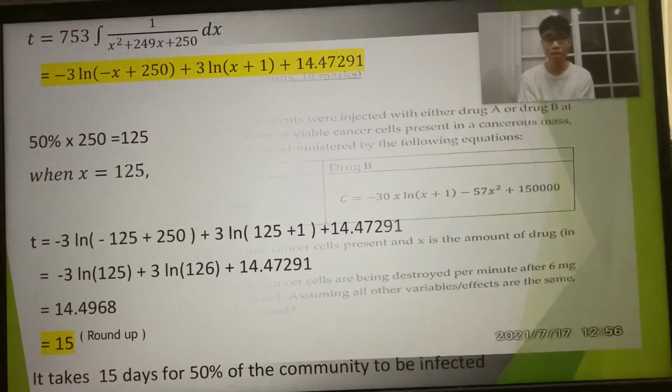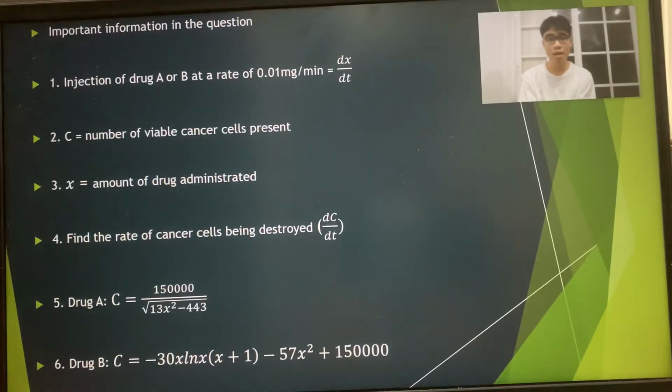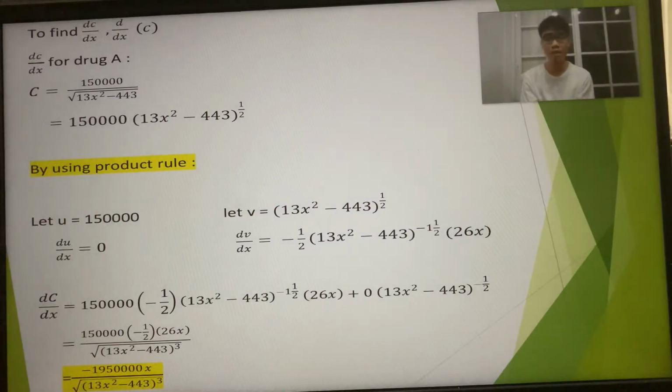Next is question 2. Here is the information that we can pick up from this question before we can start working out the steps. We are given two formulas represented by c for each drug A and B. In order to obtain dc over dx, we have to differentiate c for both drug A and B. So let's start differentiating for drug A first.